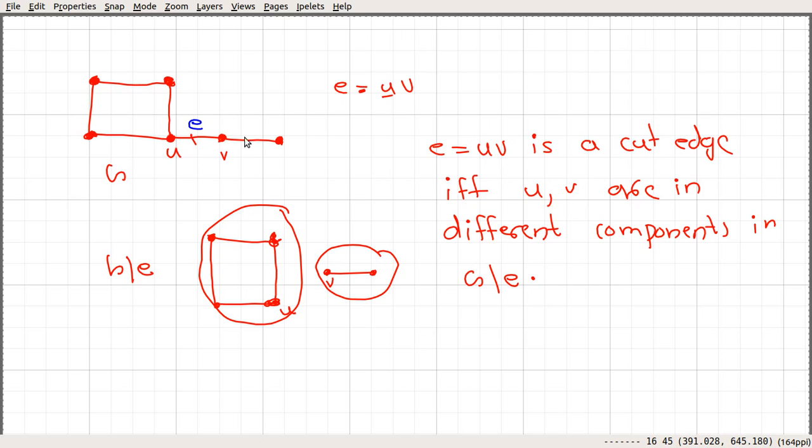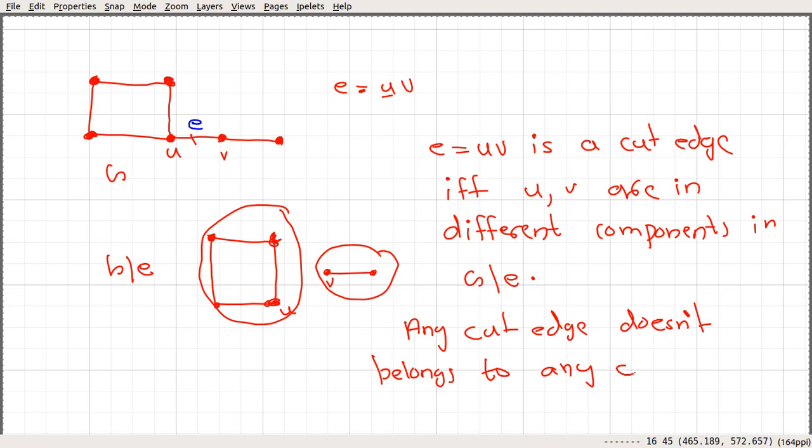Similarly, you can also see one important thing here. E is a cut edge, and similarly this is also a cut edge, whereas these edges do not form a cut edge. So these edges which are not cut edges belong to a particular cycle. So that says any cut edge doesn't belong to any cycle. Anyway, we will prove a statement related to this.